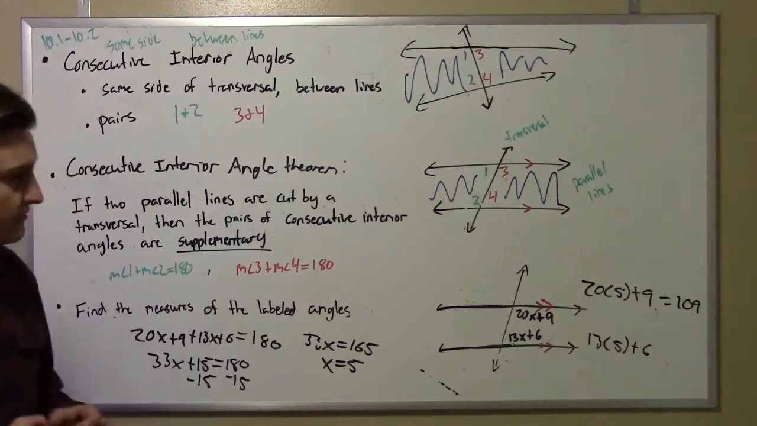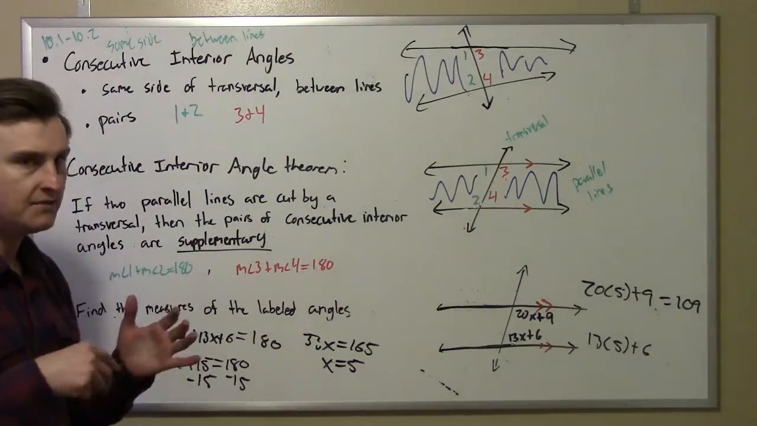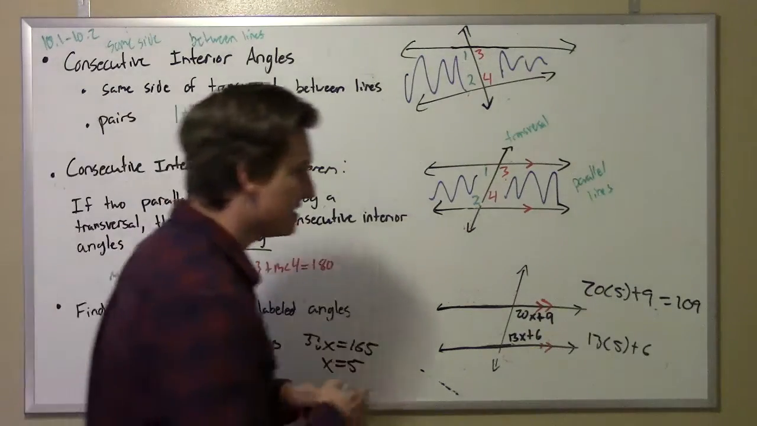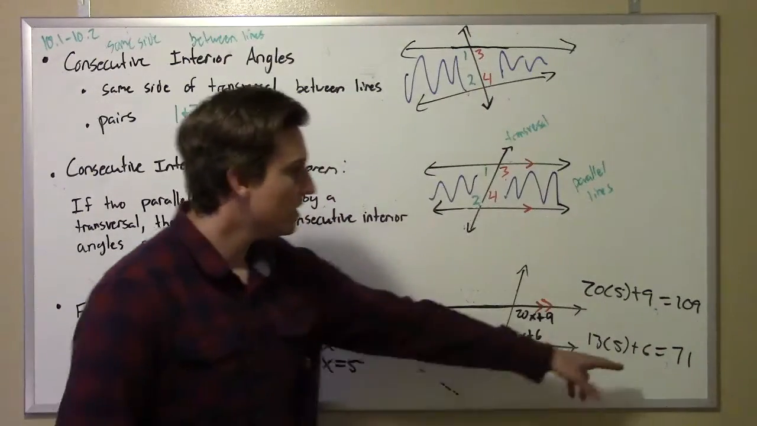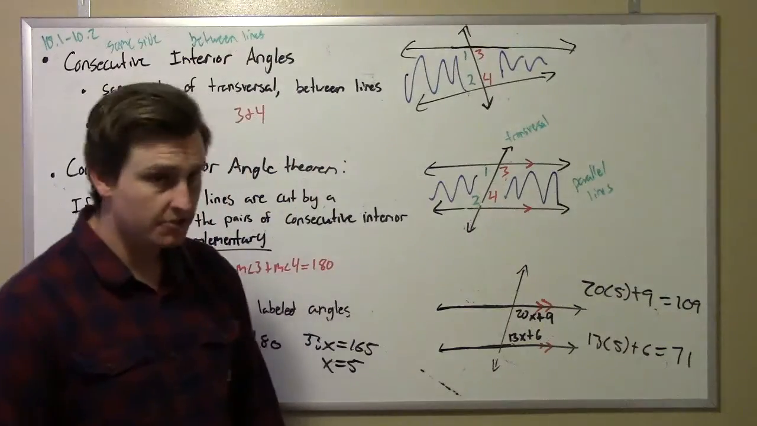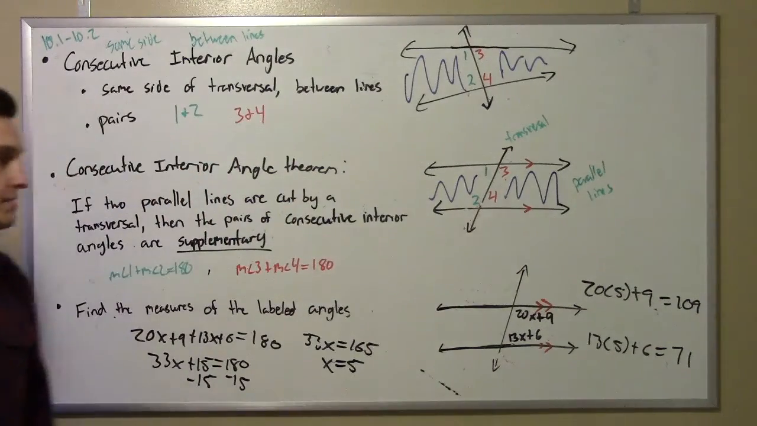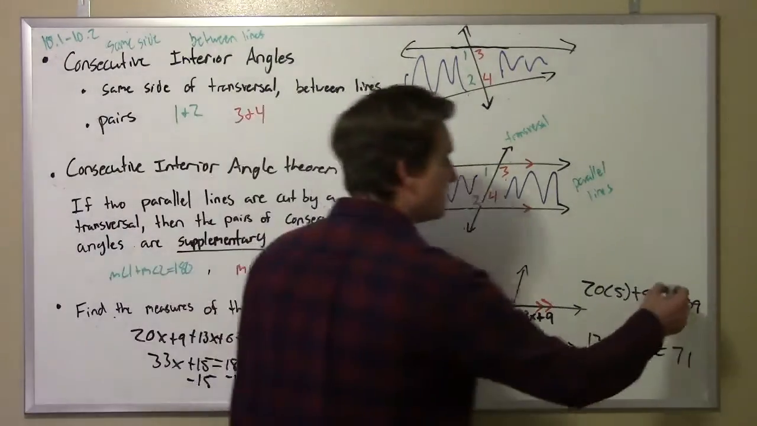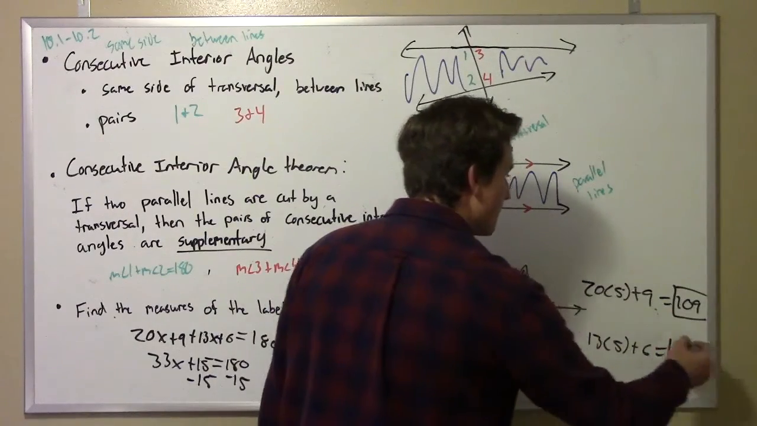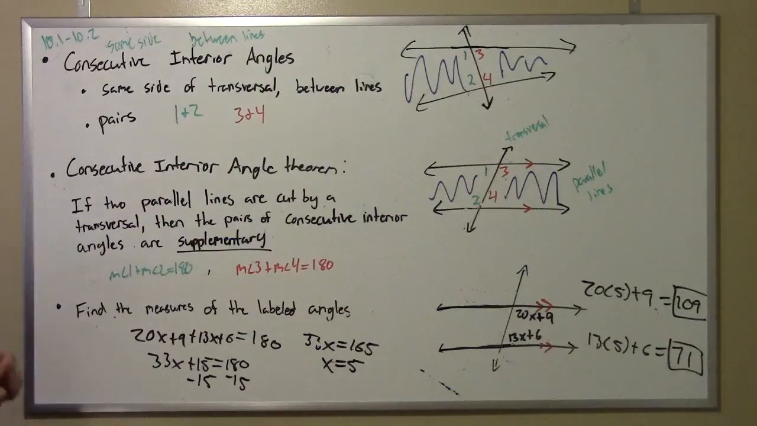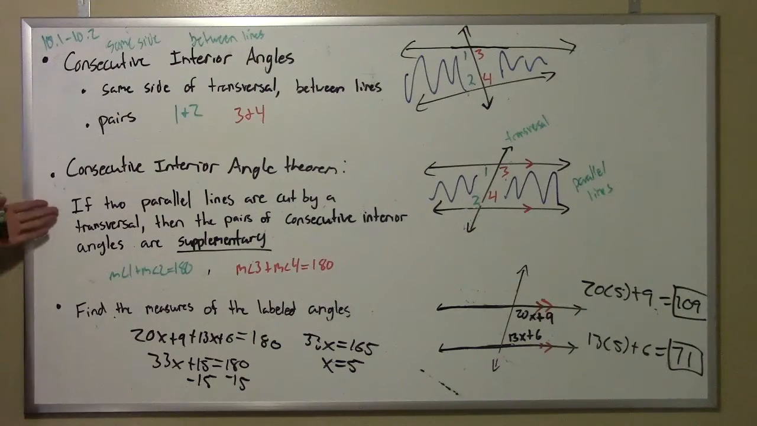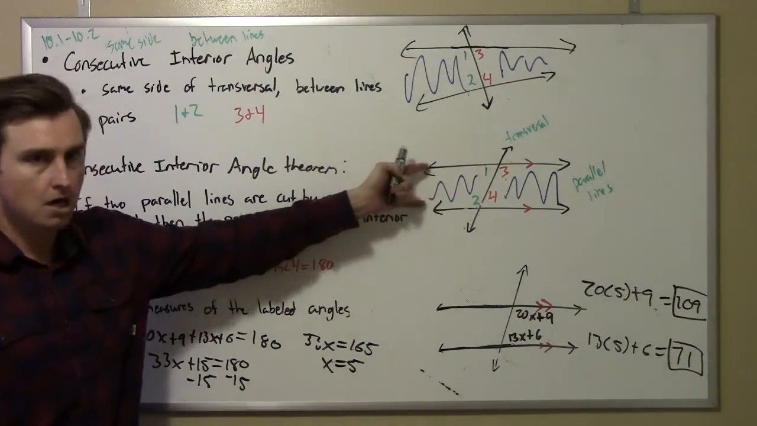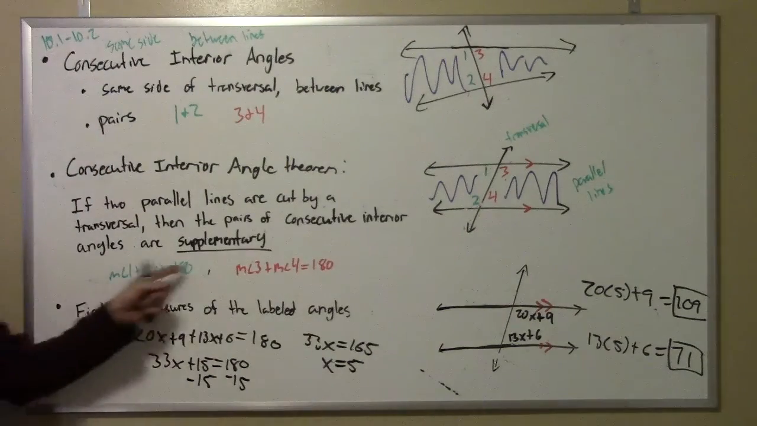And then 13 times 5 is 65, and then we add 6 to that, we get 71. And 71 plus 109 is 180, which is exactly what we want here. So that's a second check to make sure that we did this right. We get supplementary angles. So that's consecutive interior angles in general, and then here's the consecutive interior angles theorem, which holds true when these lines are parallel. You get supplementary angles.